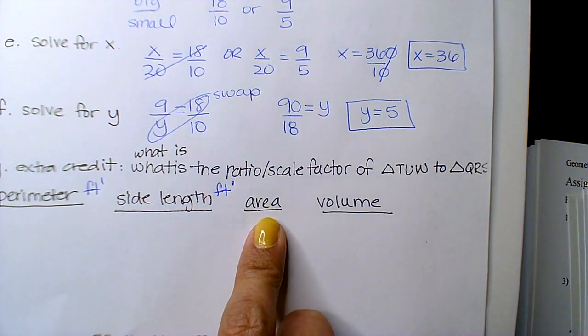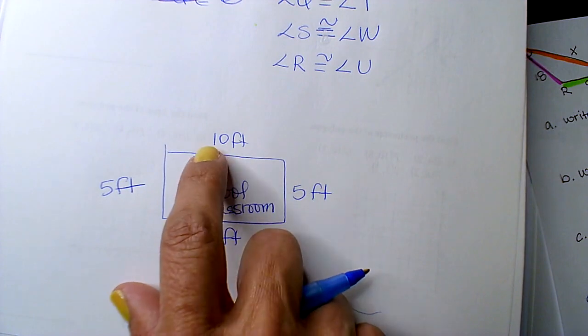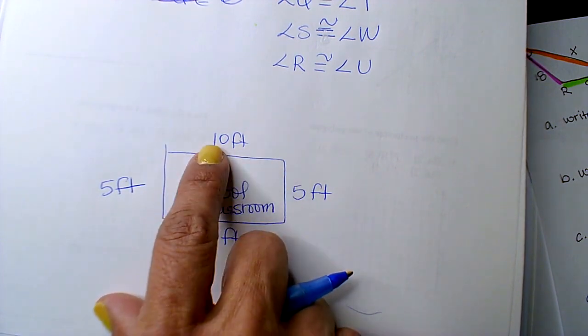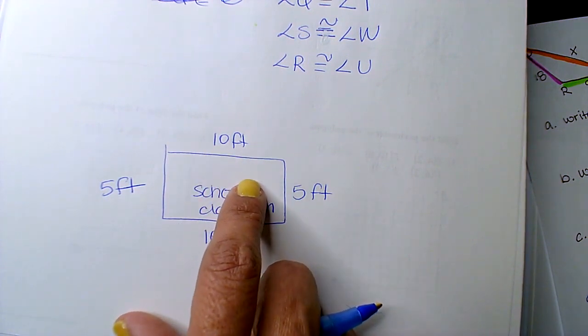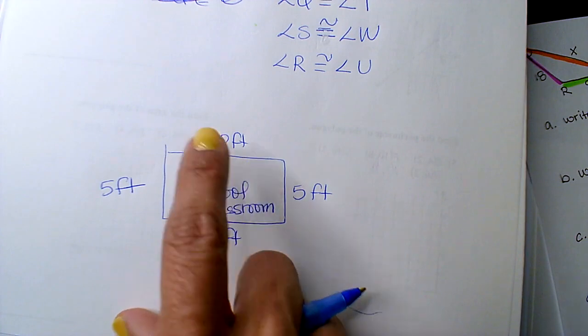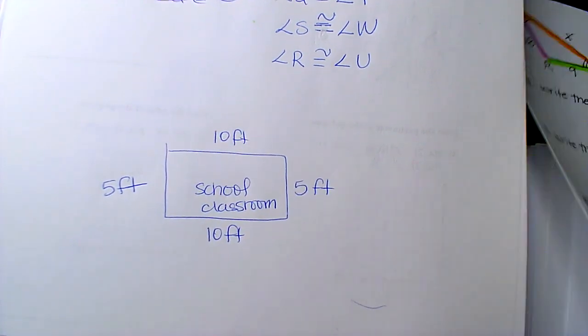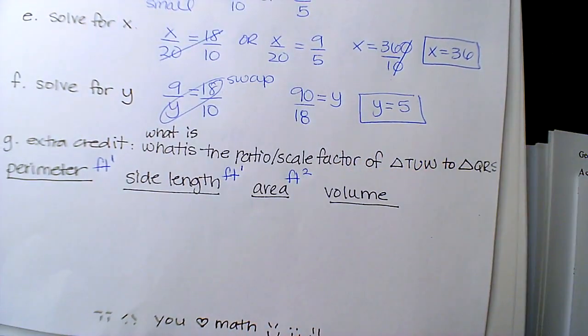If I ask you for the area of this classroom, you would say 50, because length times width, 10 times 5, is 50 feet squared. Because feet times feet is feet squared. So this would be feet squared.